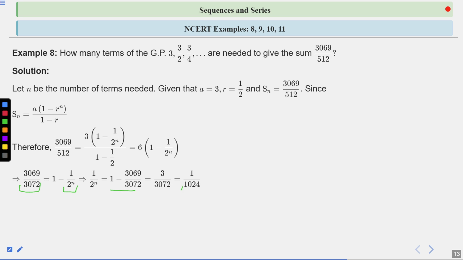Now, just write this denominator in terms of 2 exponent. This is nothing but 2 raised to power 10. Now on comparing, you will easily get the n value as 10. So you are going to need 10 terms of your GP in order to get the sum as 3069 divided by 512. Simple. I hope this explanation is clear. Moving to next.